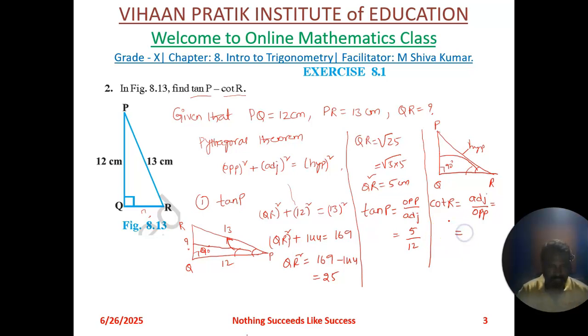Now the adjacent side, QR, which we just found, is 5, and the opposite is 12. So the adjacent to the angle R is 5, and the opposite is 12.